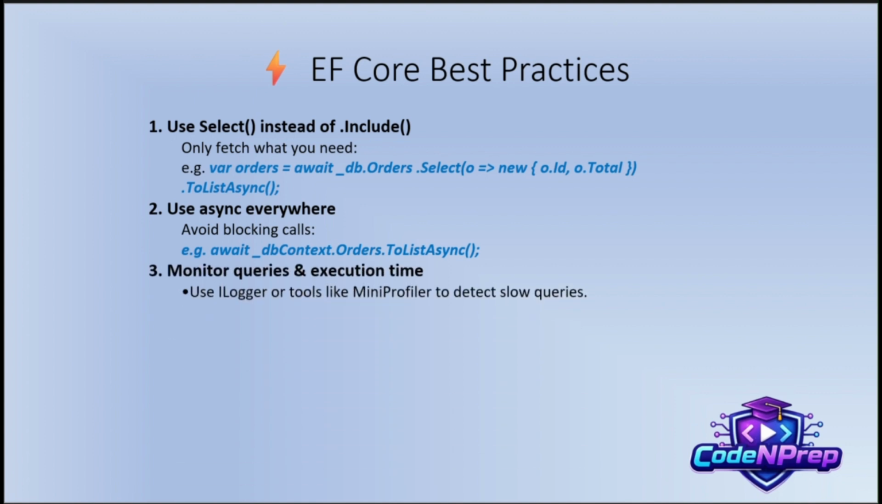Now third is monitor queries and execution time. This is very important while writing Entity Framework queries. If you don't measure performance, you can't fix it. Log SQL queries for further investigation. Also track execution time. Use ILogger or tools like MiniProfiler to quickly spot slow queries.